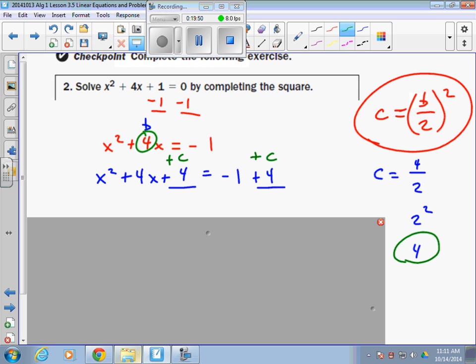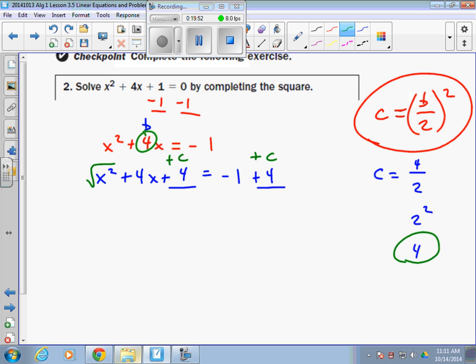your binomial comes from. Take the square root of a. X squared, square root is x. Take the square root of c. The square root of 4 is 2. This sign is what goes in between them, the one that's in front of b. So x plus 2 squared equals, combine these two. Negative 1 plus 4 is positive 3.